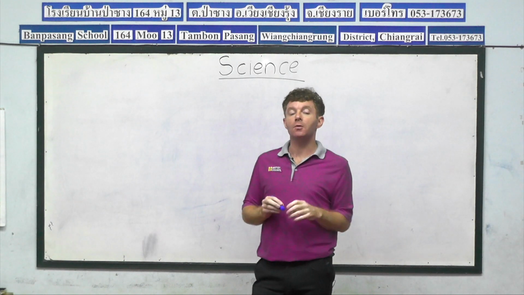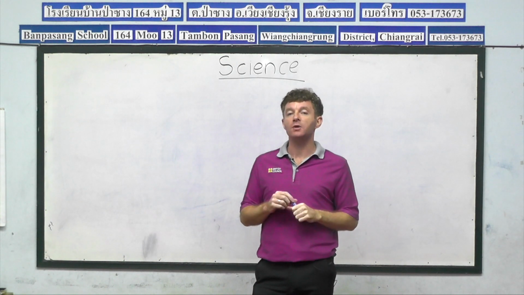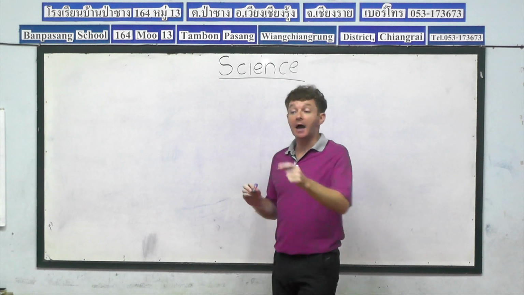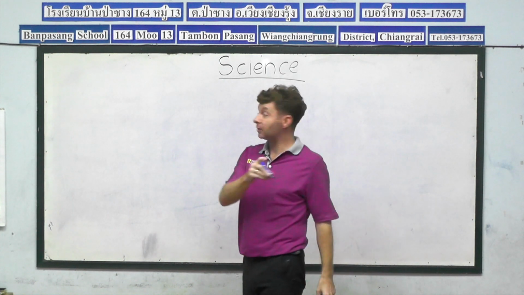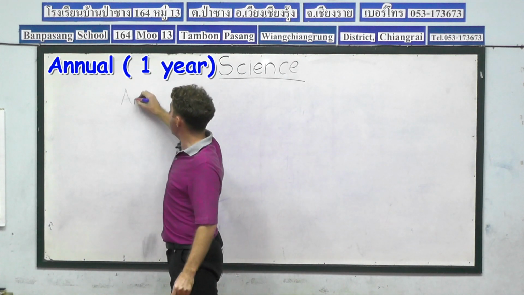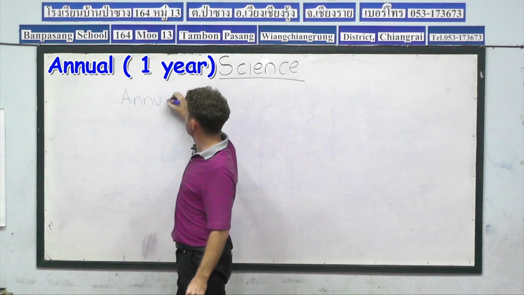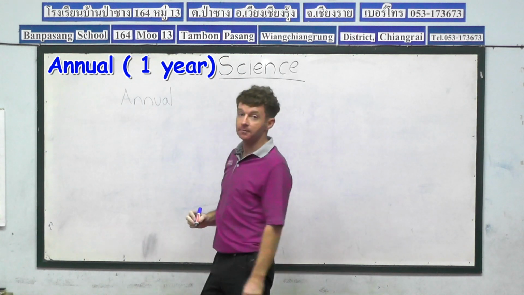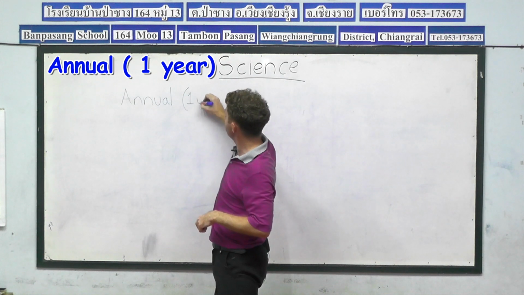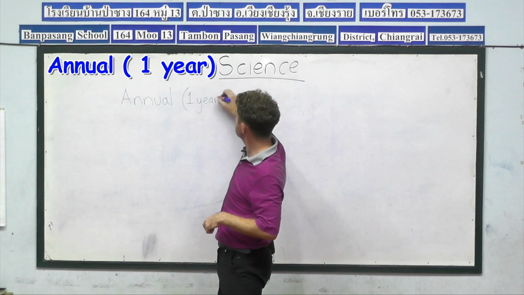Now, who can remember what was the name of the group of plants that we call for living only 1 year? Annual. Well done. Well remembered, guys. We had annual. A-N-N-U-A-L. Now, annual is the group of plants that live for 1 year.